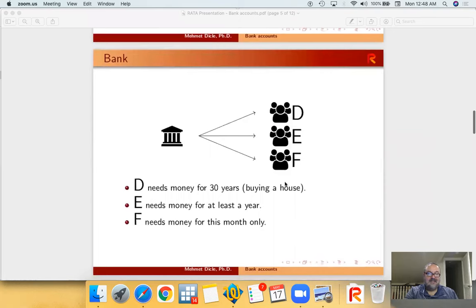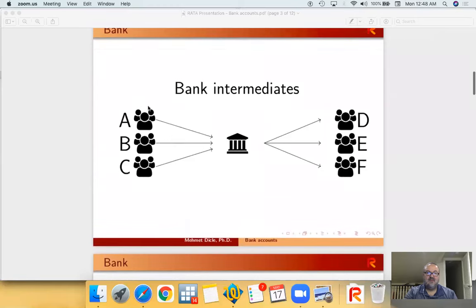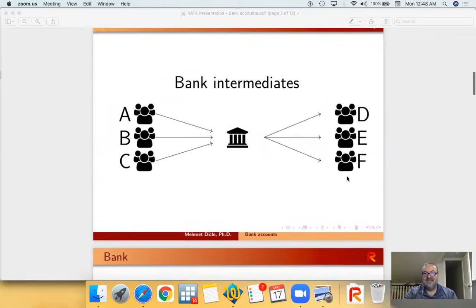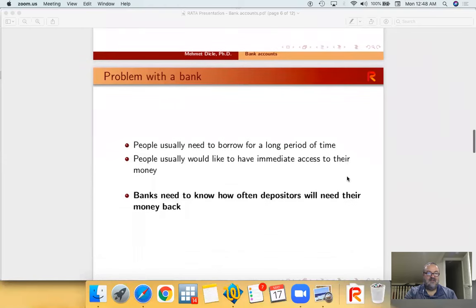And then the people who actually need money. So we need money for buying a house, 30-year mortgage, buying a car, or something shorter, about a year, home improvement and such. And then we just need money for making ends meet until the paycheck comes in, right? So the job of a bank is to intermediate between the people who have money and the people who need money. But the problem is that the people will most of the time need money for a long period of time. And then when they have money, they want to have access to the money immediately.